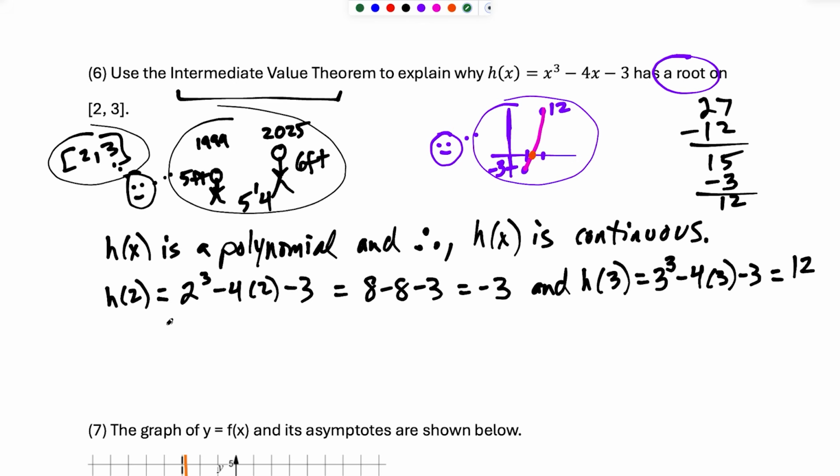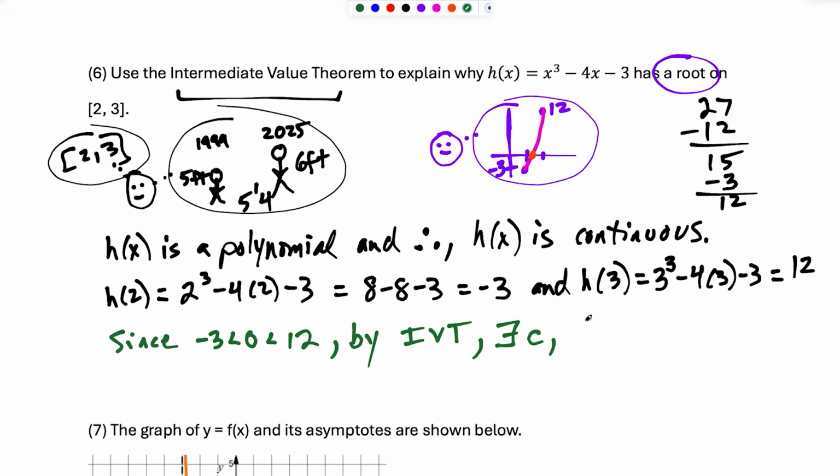So we just have to comment, since the root value here is 0, and 0 is between negative 3 and positive 12, notice these are the two function values here. So since 0 is between negative 3 and 12, and we already said that h of x is continuous, by IVT, I'll abbreviate the intermediate value theorem, by the intermediate value theorem, there exists, I could write a backwards capital E, I promise that means there exists, a value, let's say c, where c is between 2 and 3, such that, and then I write my conclusion, h of c is equal to 0.